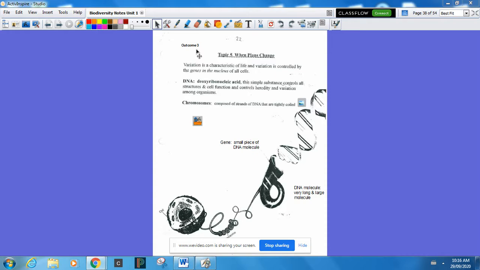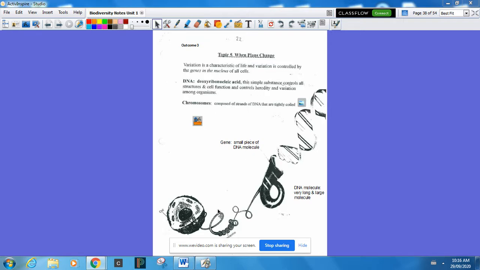And so what we're looking at here is DNA and genetics. Variations, we learned, were really important for evolution and traits. And how do variations occur? They occur by there being changes in our DNA. So DNA is deoxyribonucleic acid. That's a simple chemical that controls all of our cell function and heredity as well.